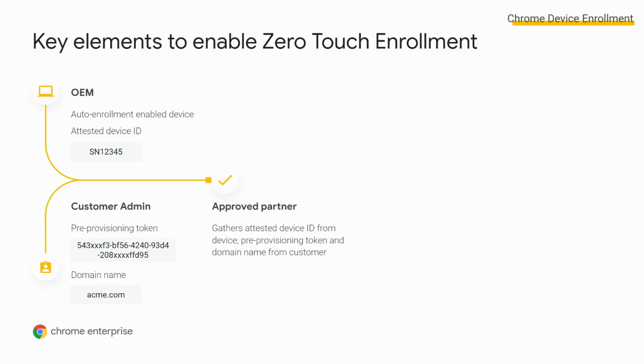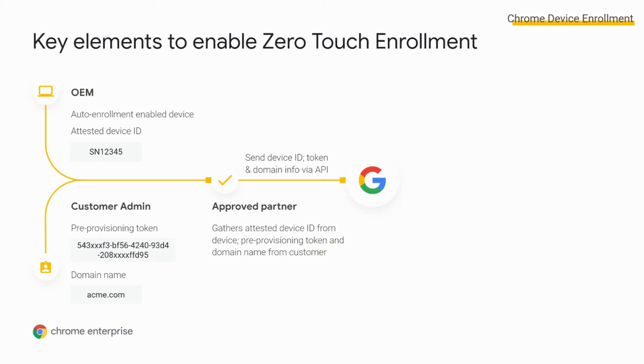Only approved partners will have access to the necessary API needed for pre-provisioning. Customers will not be able to do this step. As an approved partner, you will need to collect the following: from the device, the model and the attested device ID, from the customer, the token, and the domain name.